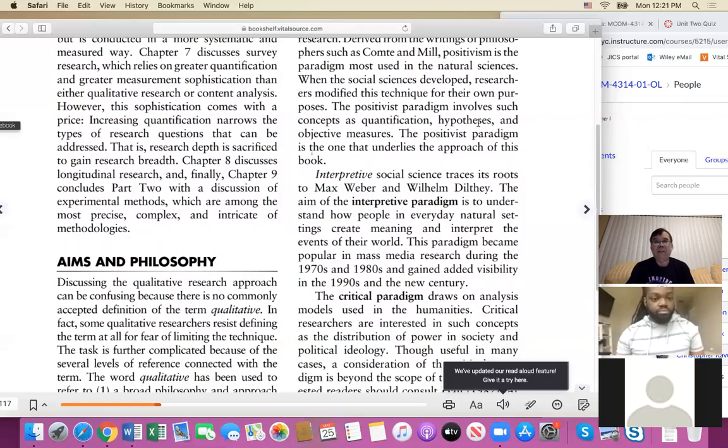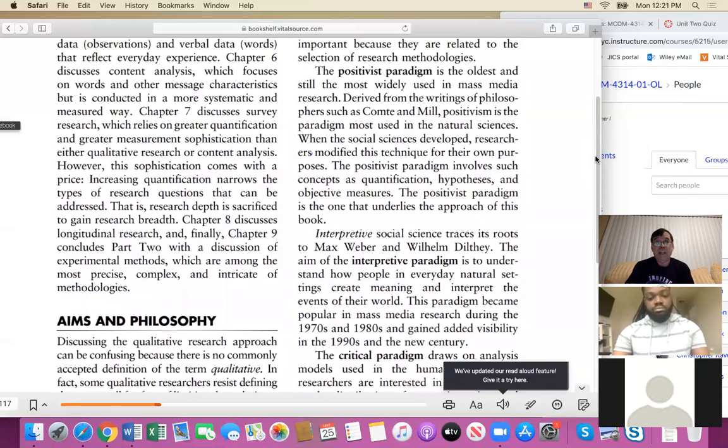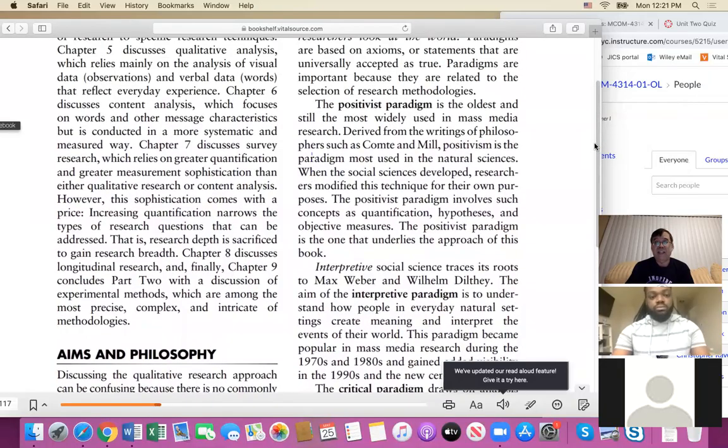It involves quantification, hypotheses, and measures. Positivist paradigm, we can measure stuff. There is such a thing as a cause and effect relationship. And if we can figure out the cause, then we'll get the effect. That's positivist.